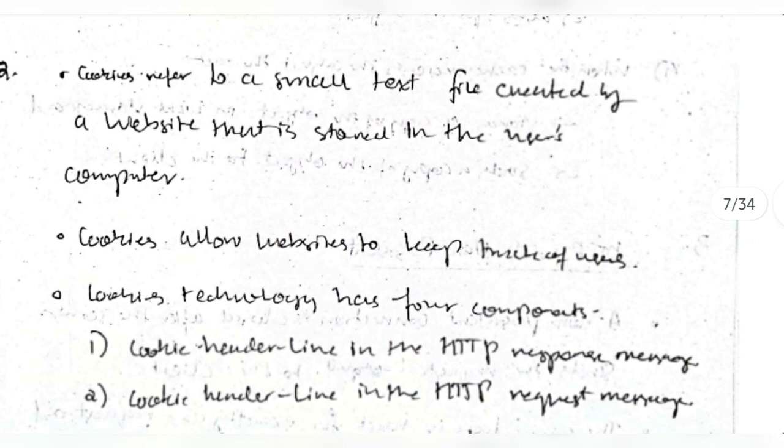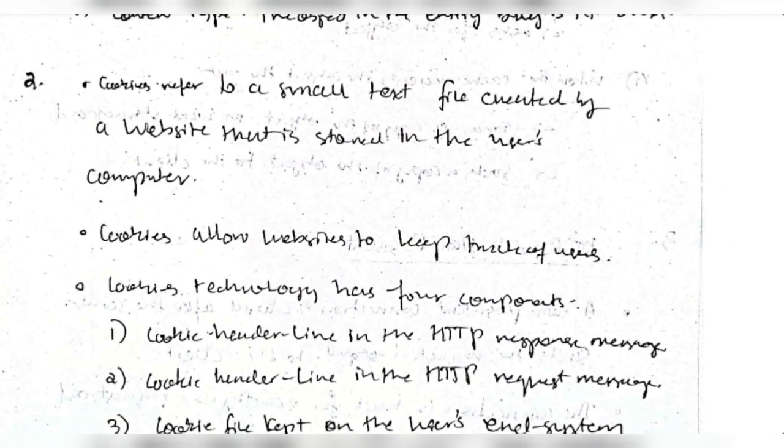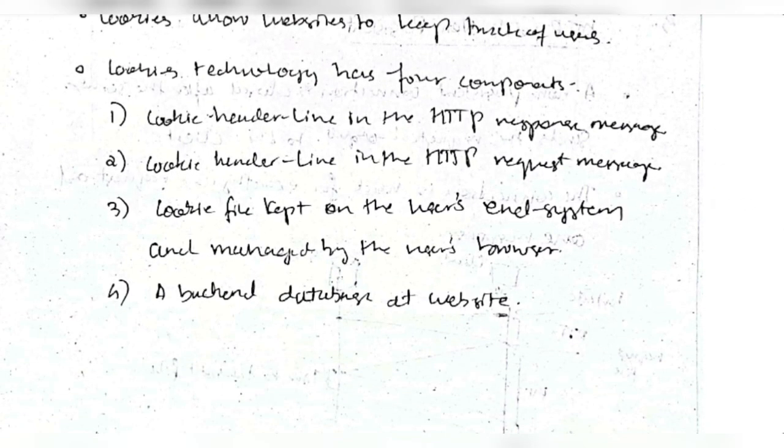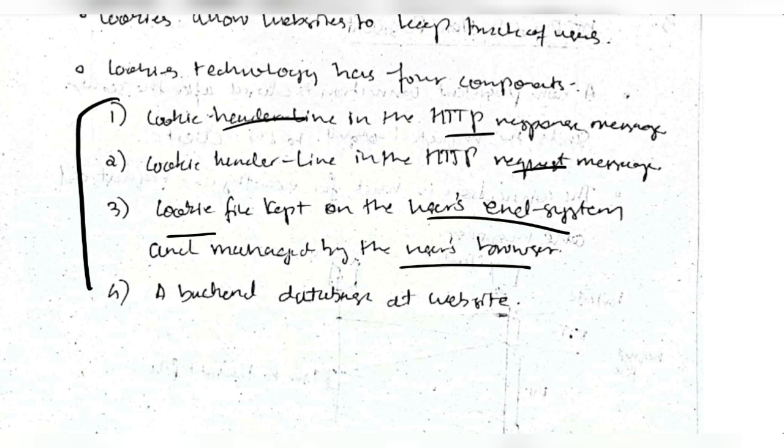Now the main question is: how does the client request an object through a web cache? After you have given the definition of cookies, then you have to explain what is included in the cookies. Here we'll have the header line, which is in the HTTP request and response message, and the cookie file is kept on the user's system and managed by the web browser. Also it has a backend database at the website to store the user's information.